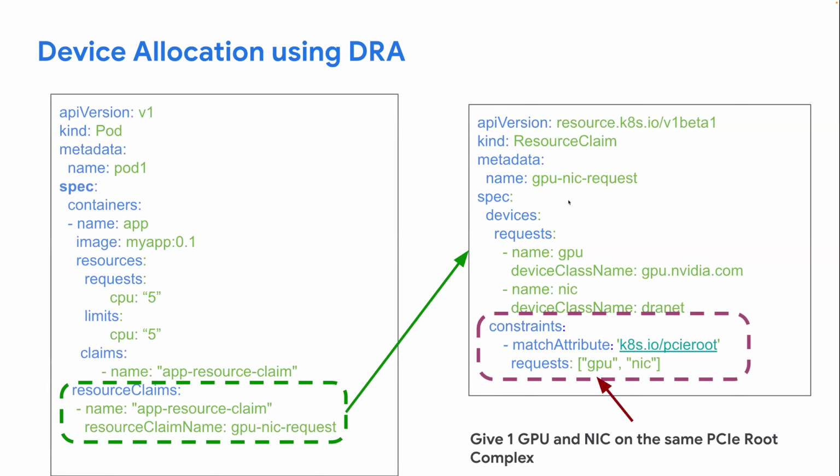In this example, we are requesting a GPU and a NIC, and the powerful option here is that through constraints we can ensure that the resources we are requesting through DRA all align on or match on a particular attribute. In this case, we use PCI root as a match attribute to make sure the GPU and the NIC are aligned.